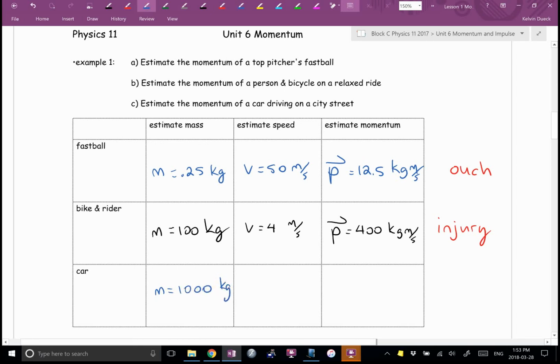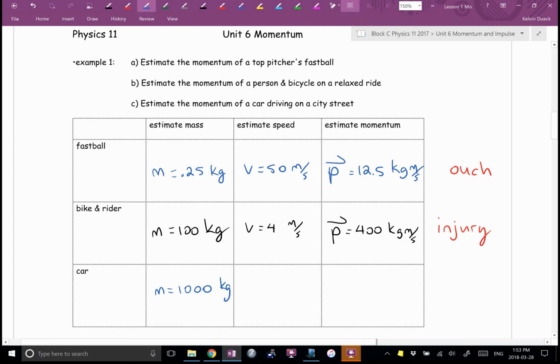It does say driving on a city street. What's the speed limit on a city street in kilometers per hour? 50. How do I change that to meters per second? Go ahead. What do you get? 13.8. You know what? I'll pick a nice round number, 15.